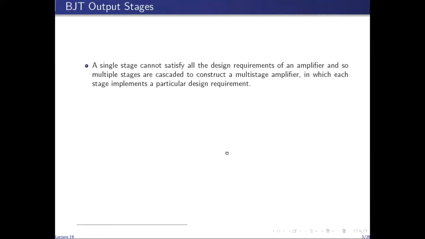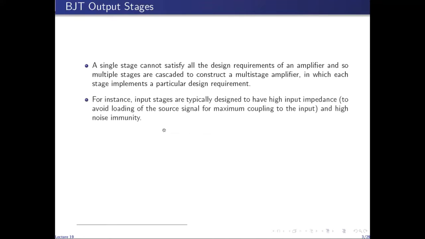So the motivation behind the use of a multi-stage amplifier is the fact that a single stage cannot usually satisfy all the design requirements of an amplifier. So we cascade different stages to form a cascaded multi-stage amplifier in which each stage serves a particular purpose. For example, the input stage is designed to offer large input impedance to the source signal for maximum coupling of the source signal with the input of the amplifier.